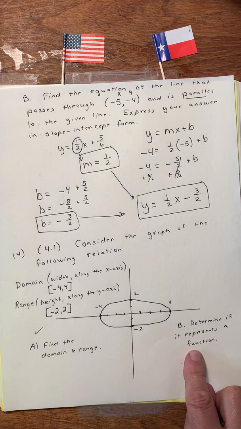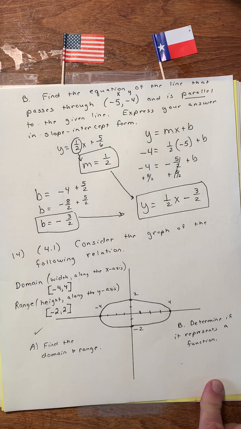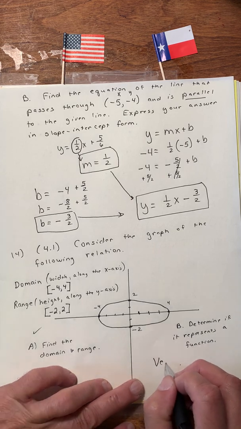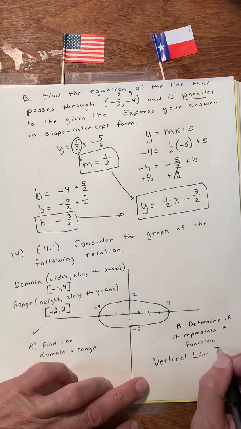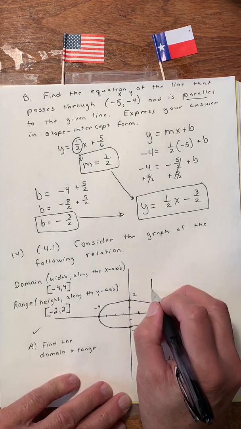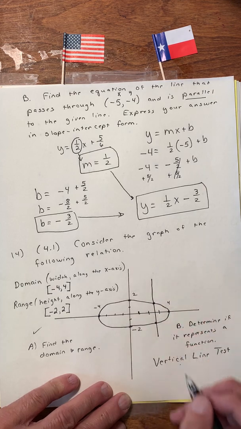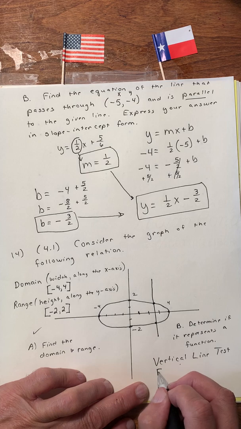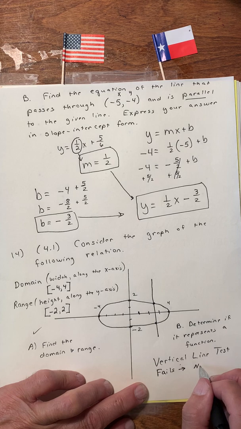Part B, determine if it represents a function. Does this represent a function? What do you use to determine if a graph satisfies the function definition? Use the vertical line test. Does this guy pass the vertical line test? No. Look here, no problem at all to find a vertical line that cuts the graph in 2 places. This guy fails the vertical line test, so my conclusion is not a function.